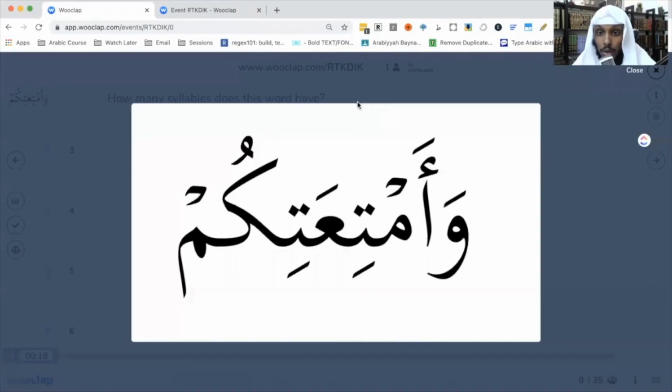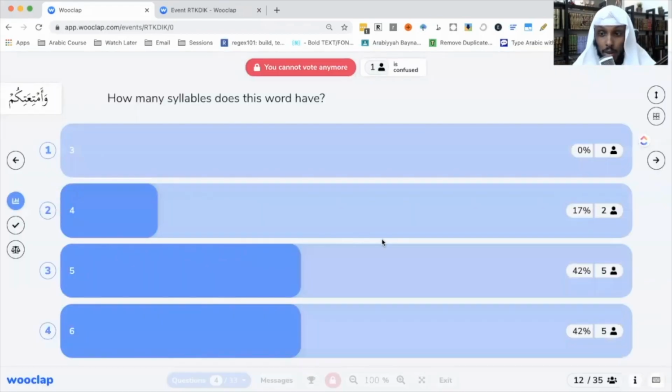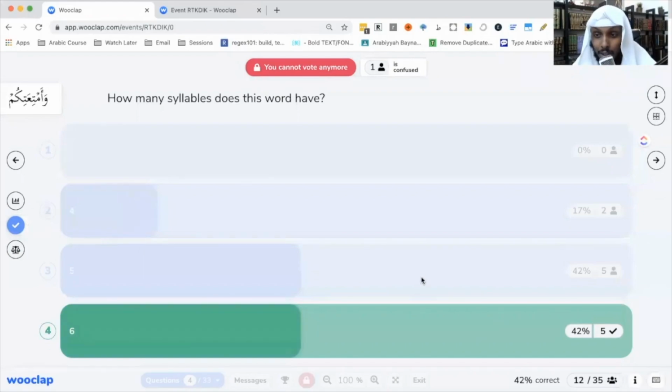How about this word? وَأَمْتِعَتِكُمْ. How many syllables are there? How many syllables here? Good. This time I got around 12 people that managed to answer. Oh, so it's a difficult one, huh? طيب. The correct answer is 6 syllables. So this one was how many? 6 syllables. So less than half of you got it right.